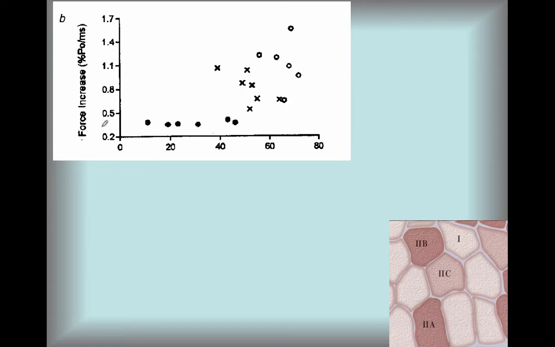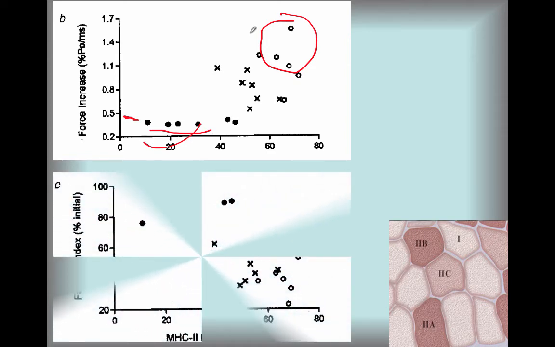Here we can see the force increase. And so now, again, on the x-axis, we have myosin heavy chain for type 2 fibers. And these, again, are the soleus fibers. Force increase relatively low, type 2 very low. And here we have the triceps. And so now the force increase is much higher. And so that should make some sense to you.